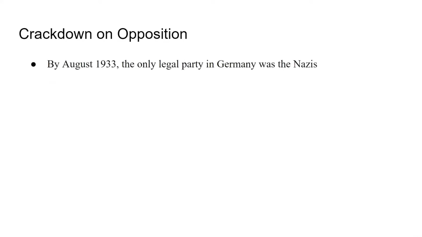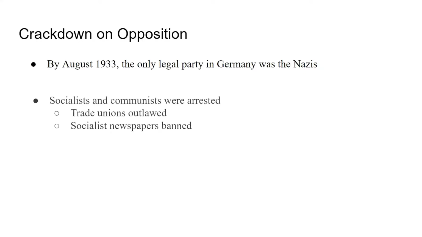And then Hitler went on from cracking down on opposition within the government to suppressing any opposition within the citizenry. By August 1933, all parties but the Nazi Party were banned. Communists, Zentrum, all other parties but the Nazis. Interestingly enough, some of those parties that were banned had actually helped Hitler enable the Enabling Act. And then socialists and communists were arrested, labor unions were outlawed, socialist newspapers were banned. Pretty predictable of Hitler to do.